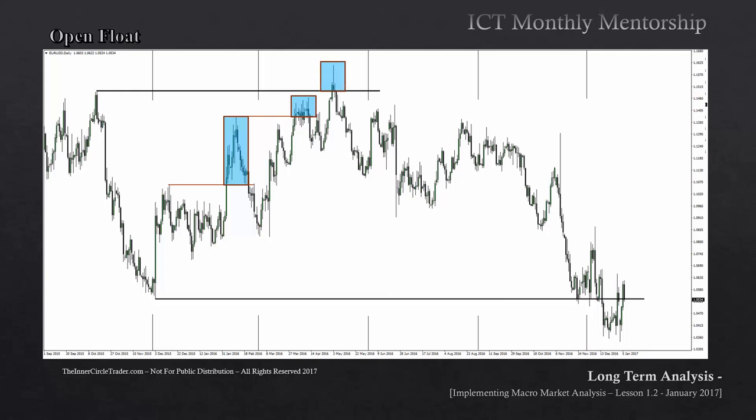And then finally making a run on that 115 big figure, clearing out the buy stops above the previous October high. Now I'm going to draw your attention to how do you know when the market's going to reach for one side of the liquidity or the other.